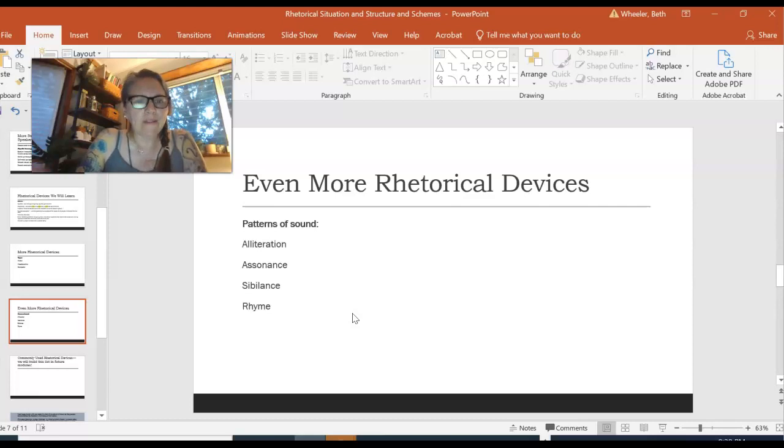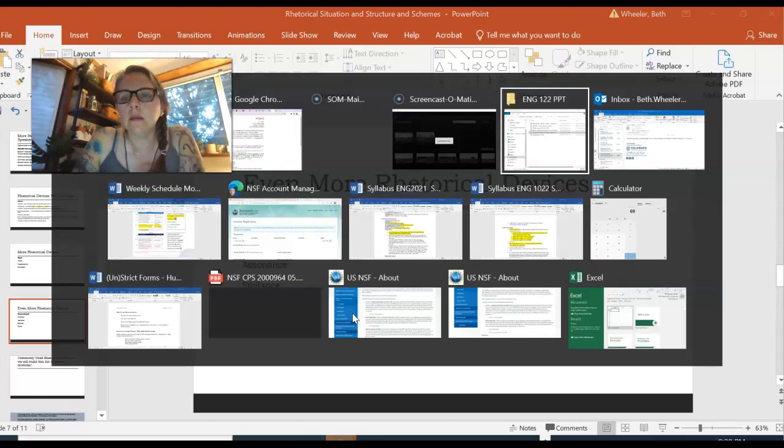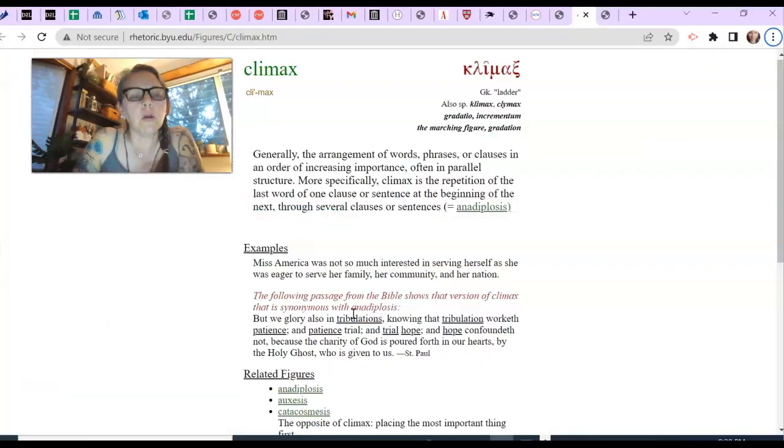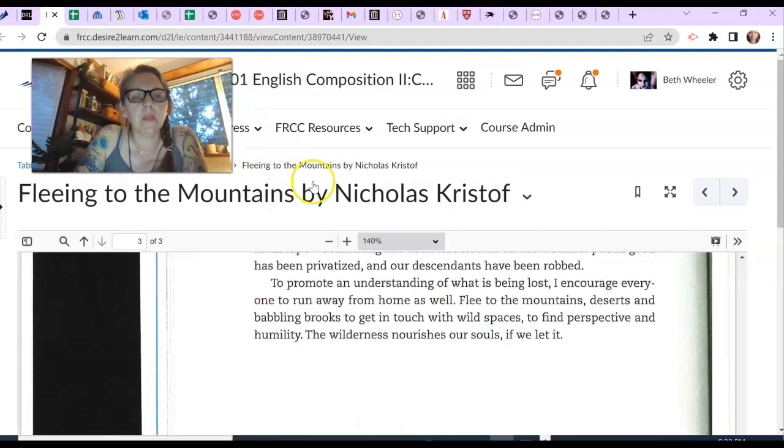So I have an example of sibilants that I want to show you real quick, and it's in the, oh shoot, I gotta go to my browser and I went past it. I'm sorry, y'all are watching me go through all of my different apps there, but I have "Fleeing to the Mountains" pulled up in D2L, and I want you all to see this second to last sentence. "Flee to the mountains, deserts, and babbling brooks to get in touch with wild spaces."